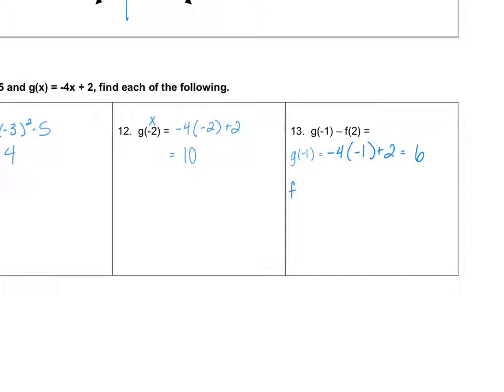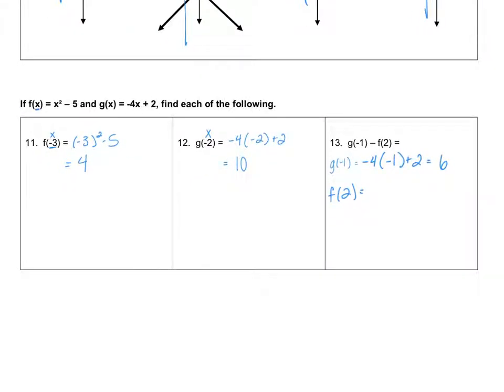Let's find f of 2. Okay, plug in 2 for x in my function f of x. So I'm going to do 2 squared minus 5. 4 minus 5 gives me negative 1. So from here, g of negative 1, I got 6. I'm going to subtract what I got for f of 2, which is negative 1. 6 minus a negative 1 gives me 7.